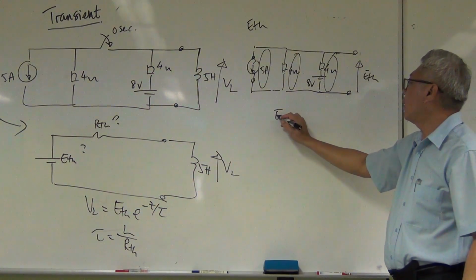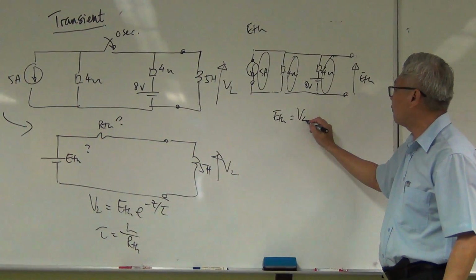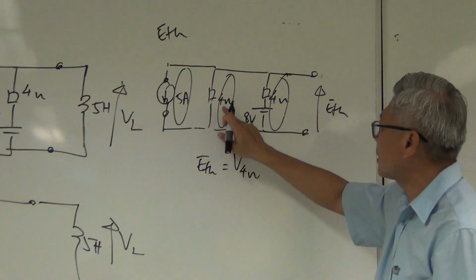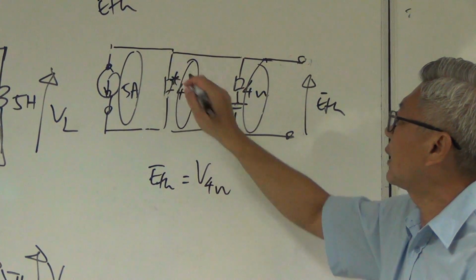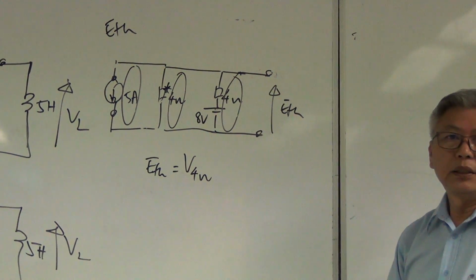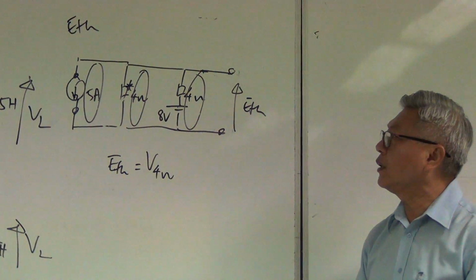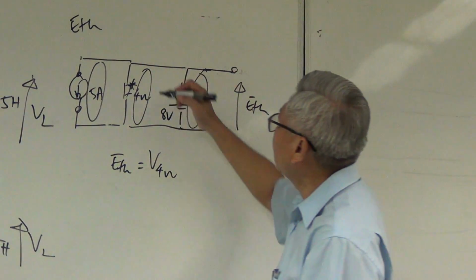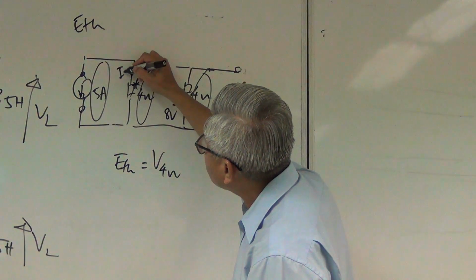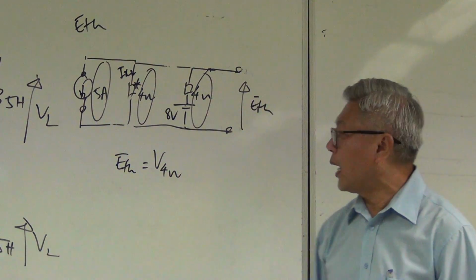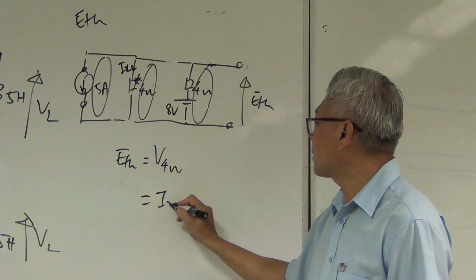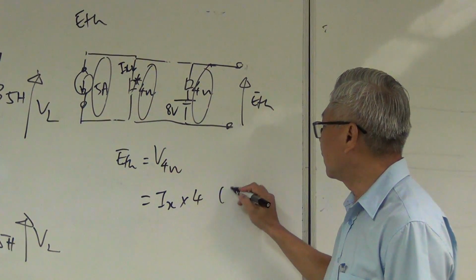So do you therefore agree that ETH is very easily found if I know what is the voltage across this 4 ohm resistor, this particular one? Okay? Now, in order to find the voltage across this resistor, if I know this current, let me call this current Ix, then ETH is equal to Ix multiplied by 4. That will give me the answer.